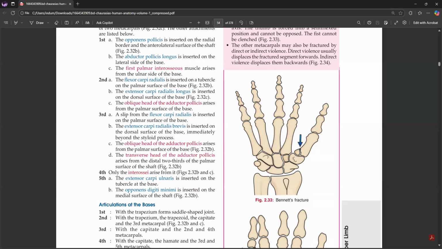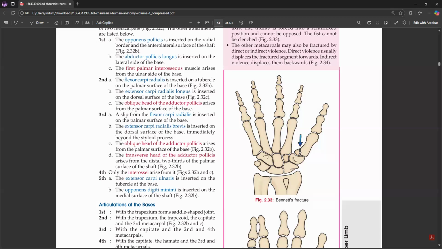The extensor carpi radialis longus is inserted on the dorsal surface of the base, figure 2.32c. The oblique head of the abductor pollicis arises from the palmar surface of the base. Third, a slip from the flexor carpi radialis is inserted on the palmar surface of the base. The extensor carpi radialis brevis is inserted on the dorsal surface of the base immediately beyond the styloid process.